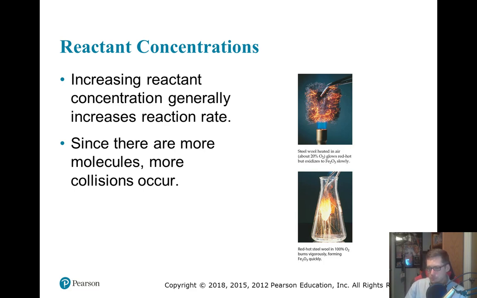Okay. And so that's essentially what we're doing here. We're increasing the concentration of oxygen. In regular air, oxygen is about 20%. Okay, so that means only 20% of the collisions of oxygen with the iron have the possibility of being a successful collision. All right, or 20% of the air molecules colliding with the steel wool have the possibility of being a successful collision. In the container with 100% oxygen, it'll burn a lot more vigorously because all of the molecules hitting the steel wool have the possibility of a successful collision.